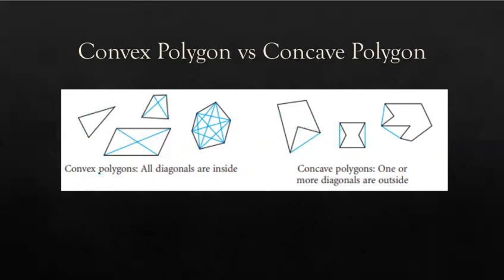If we want to actually define this, we would say all diagonals are inside the polygon for convex polygons. And for concave polygons, one or more diagonals are outside. So when I connect to the non-consecutive point here, from this one to this one, I am not drawing that diagonal inside the polygon. You'll also see that cave part of the polygon. So all of these have a little cave on the side, at least in one place. And that might help you remember how to tell the difference between a concave polygon and a convex polygon.